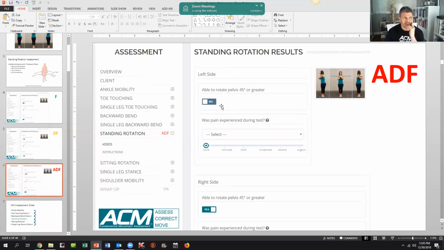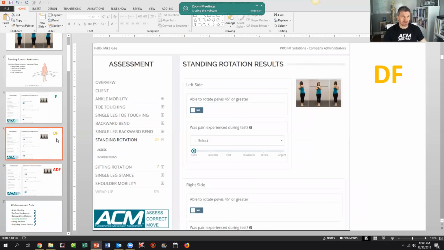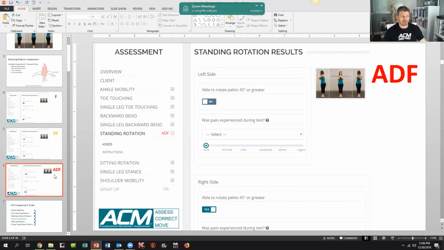Standing rotation, again, right or left side. If one side is functional and one's not, they're able to rotate one way, which you're going to see very often. One person can rotate 45 degrees or more in one direction, but they're very limited on the other side. Whether it's right or left, it's going to result in an ADF, asymmetrical dysfunction, and it'll show up here on the results side of the assessment as ADF. That's all you're really assessing in this pattern for the software. The algorithm is set up to understand what those 3 patterns are: functional, dysfunctional, and asymmetrical dysfunction.